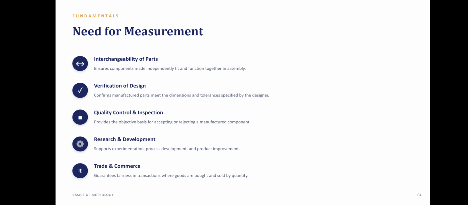Why is measurement needed in day-to-day life as well as in all sectors? Measurement is very important due to these main points: interchangeability of parts, verification of design, quality control and inspection, research and development, trade and commerce. In every part, measurement is needed in all aspects.